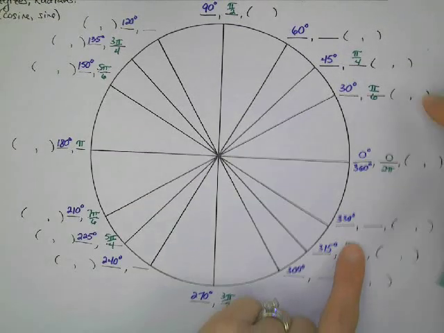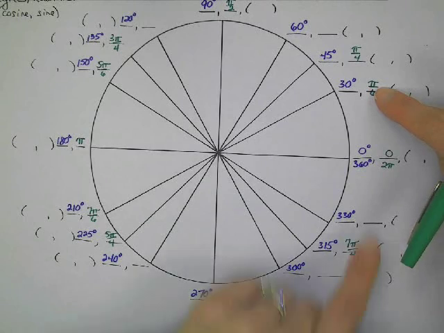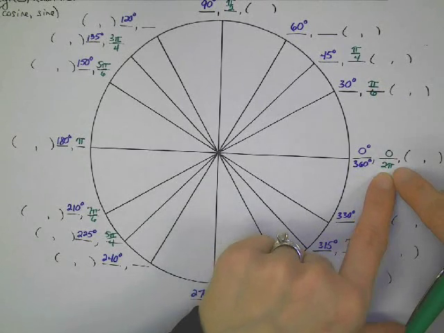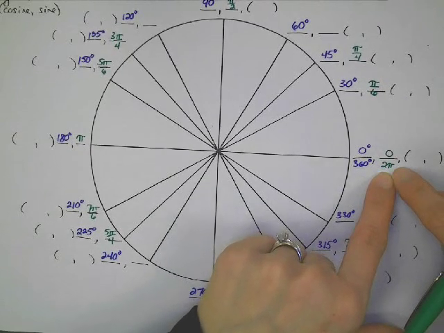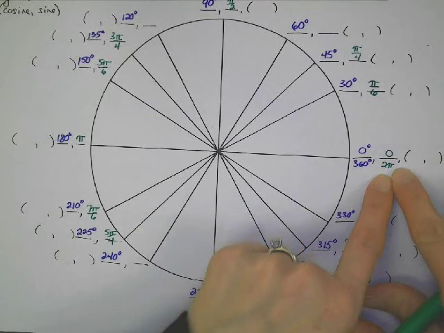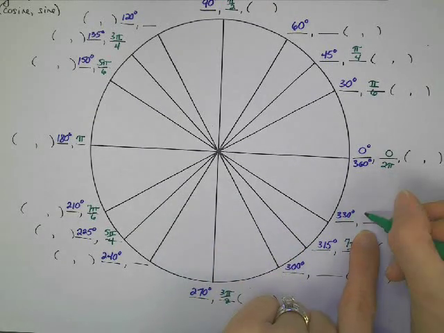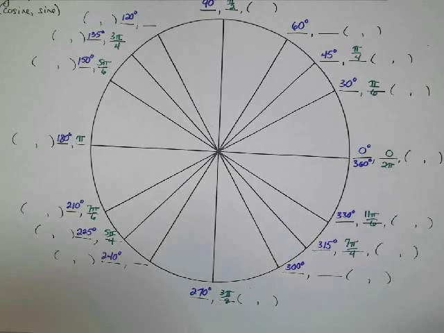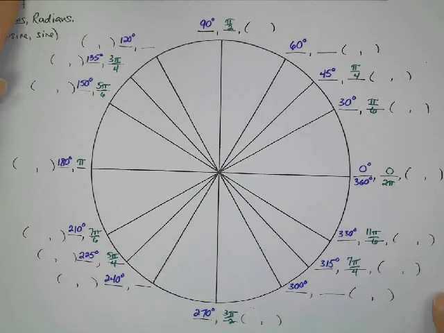Okay, let's go back over here to east. This is 1 out of 6. 2 pi is the same as 12 out of 6. What comes right before 12 out of 6? 11 pi over 6. Okay, and now it's just time to do the pi over 3s.